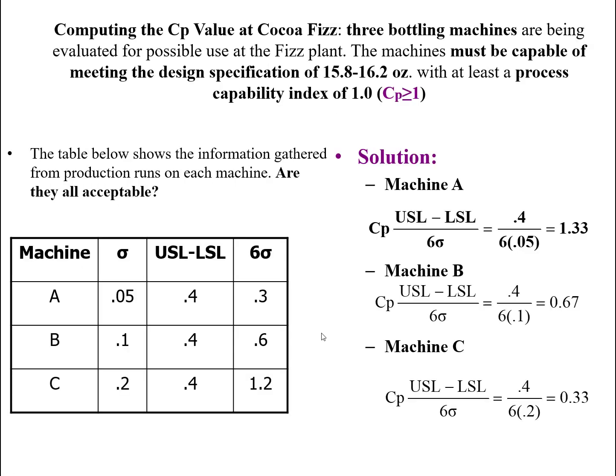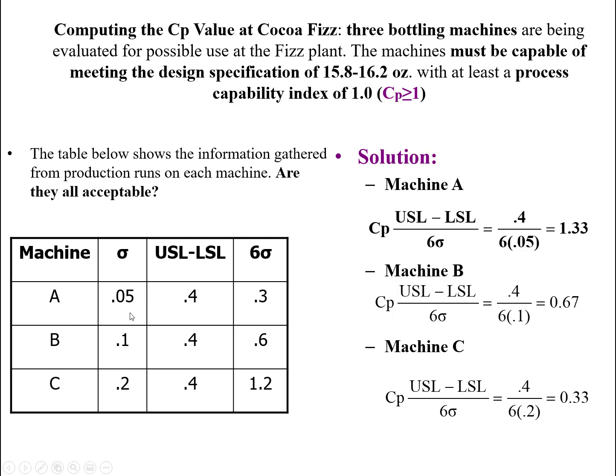Okay, there is another example, computing the CP value at Coca Fish. 3 bottling machines are being evaluated for possible use at the fish plant. The machine must be capable of meeting the design specification of 15.8, so this is the lower spec, and 16.2 ounce, this is the upper spec, with at least a process capability index of 1. So CP is greater than 1. So these are 3 machines.